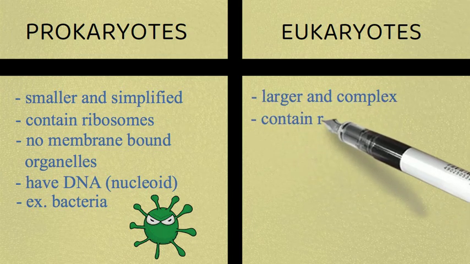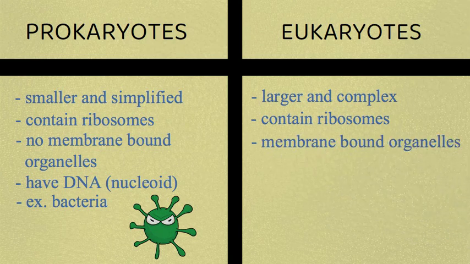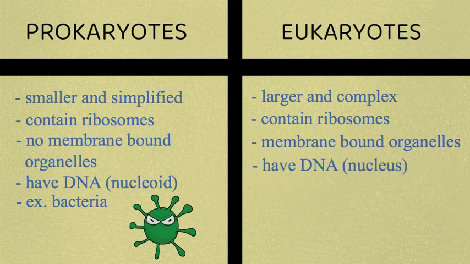Eukaryotes are larger and more complex. Just like the prokaryotes, they also contain ribosomes. They have membrane-bound organelles like the mitochondria and the nucleus, and they have DNA in a region called the nucleus. Examples are plants and animals.